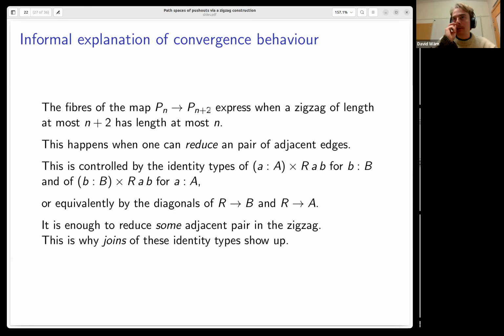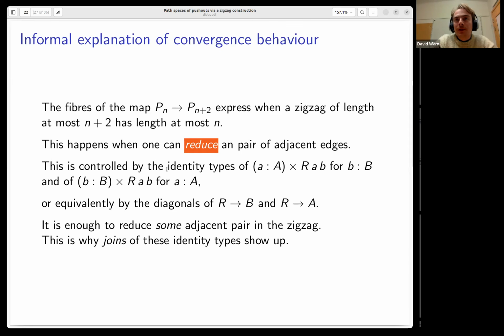And these fibers express when a zigzag of length at most n plus 2 happens to have length at most n. So if you imagine you have some zigzag of length at most n plus 2, with some composite of n plus 2 generating paths, to show that it has length at most n, what you have to do is be able to reduce some pair of adjacent edges in this list. And by reduce, I mean essentially to apply an inverse law. So you can only do this when you have an edge followed by its inverse, or the other way around.